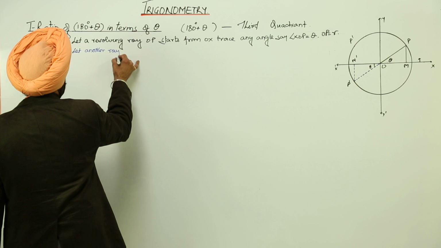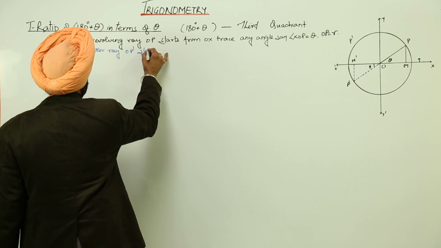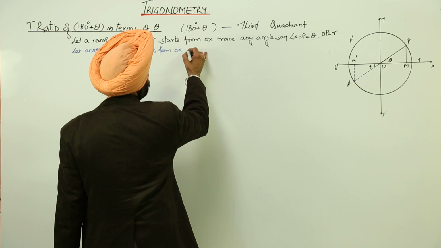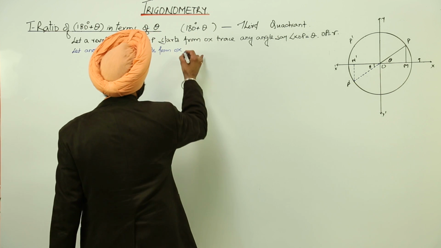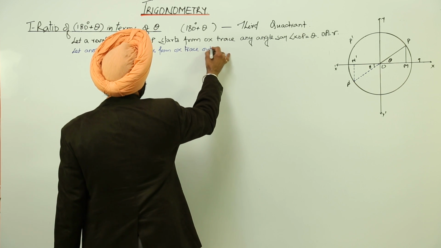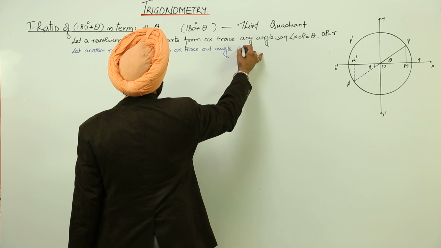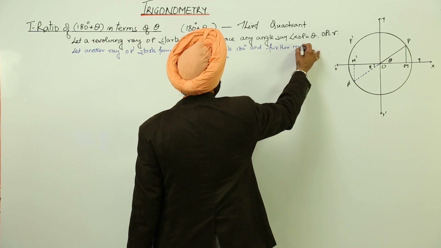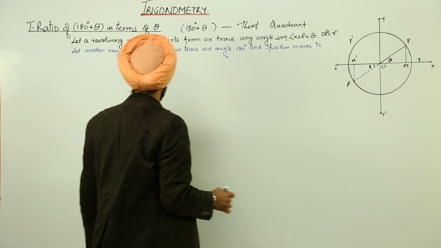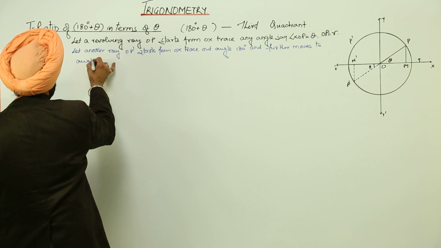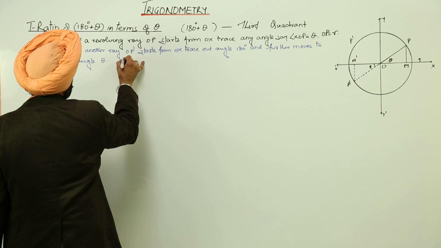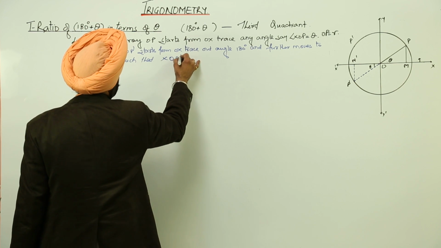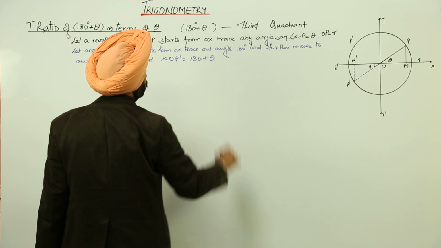Let another ray OP dash start from OX, trace out angle 180 degrees and further move to angle theta, such that now we have angle XOP dash equal to 180 plus theta. Okay.